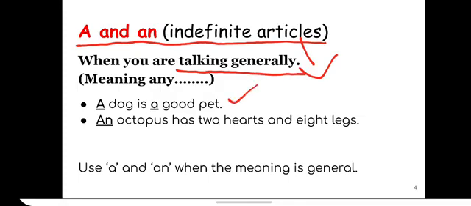A dog is a good pet. An octopus has 2 hearts and 8 legs. So here, a dog, I'm talking about any kind of dog. Okay, I'm not just referring to a specific, definite dog. It can be any dog.